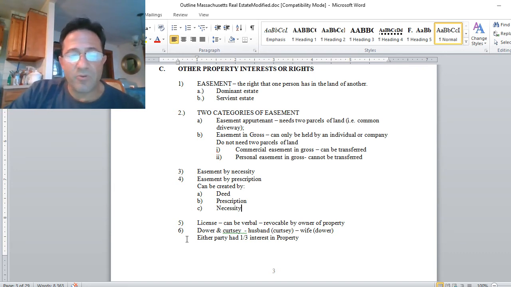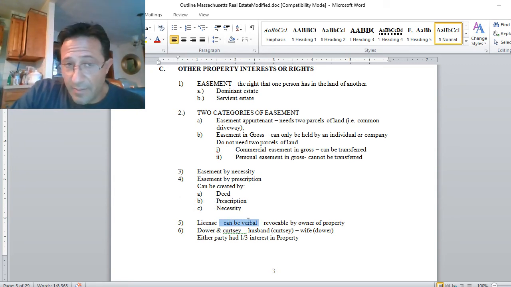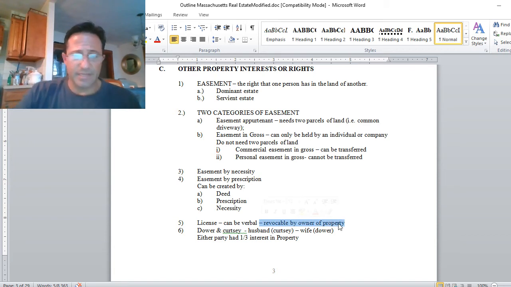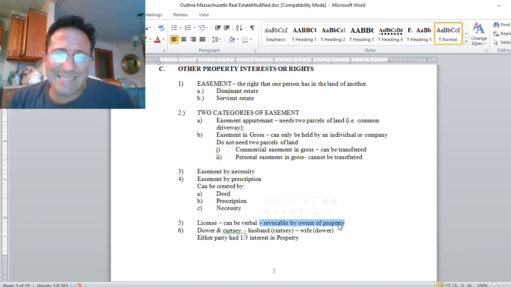Okay, what's the next type of a right that a person can have? How about a license? Okay, a license can be verbal, although it's recommended it be in writing. Everything with real estate should really be in writing. And it is revocable by the person who granted it, by the owner of the property. So a license is a granting of a right to use it.